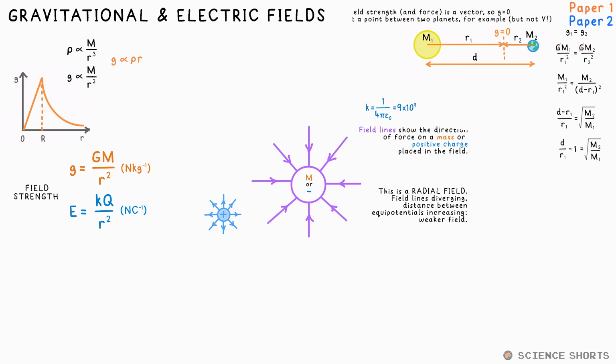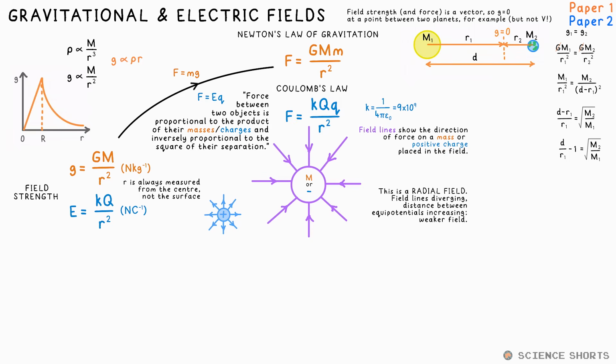As g has the units newtons per kilogram and electric field strength is newtons per coulomb, to find the actual force a field exerts on an object, we only need to multiply by the mass or charge that we're actually putting in the field. So F equals GMm over r squared. You might say M1, M2 instead. You might use d as well. This is Newton's law of gravitation.